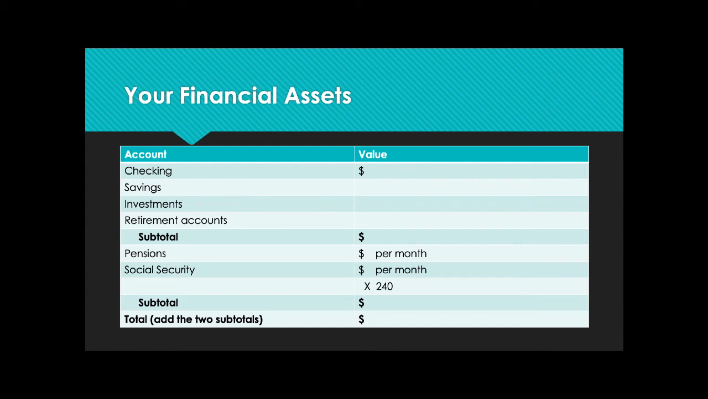And so you can see on this slide, you add up all your bank accounts, your checking, your savings, any other types of accounts you have, any investments, any retirement accounts, and you subtotal that. And then if you know the dollar amount of any pensions and or Social Security that you would be collecting once you retire, we typically recommend people estimate a 20-year retirement period. So you would take that monthly amount and multiply that times 240, subtotal that, and you add up those two subtotals, and that's a good number for your total financial assets.